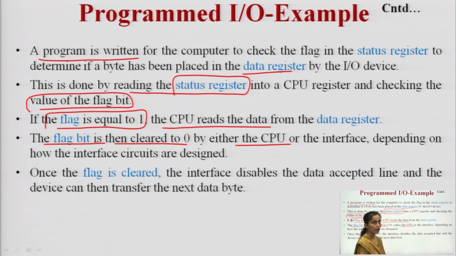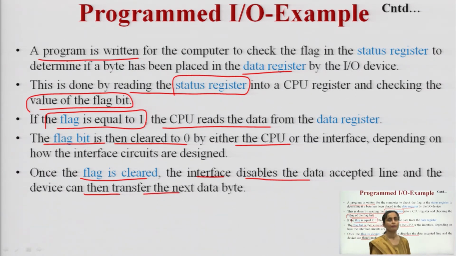It depends on how the interface circuits are designed. The design of the circuits of our control unit, which we have discussed earlier also in unit 3, was either hardwired or microprogrammed. Once this flag is cleared, the interface will disable the data accepted line, and now the device can transfer the next data byte.